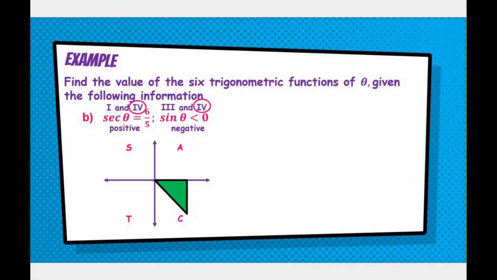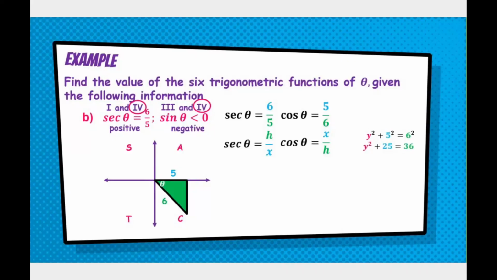And then I'm going to label what I can. So remember, secant is the reciprocal of cosine, and cosine is adjacent over hypotenuse. So secant is hypotenuse over adjacent. So that 6 is my hypotenuse, and the 5 is my adjacent to that angle. Now I can use Pythagorean theorem to determine the other side, which is the square root of 11. I'm just going to leave that as the square root of 11.